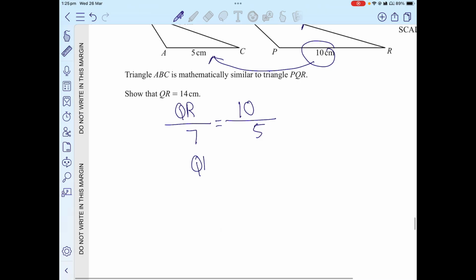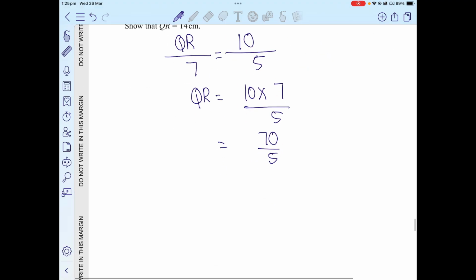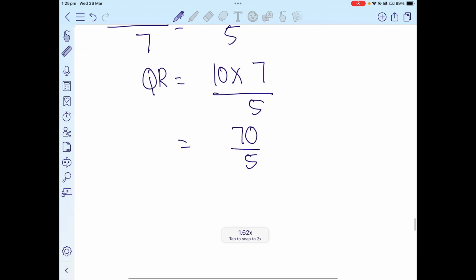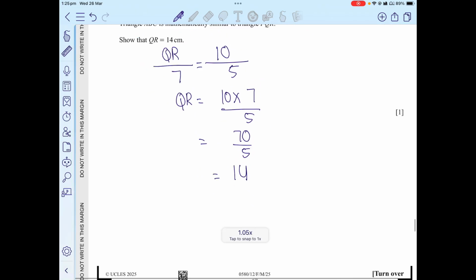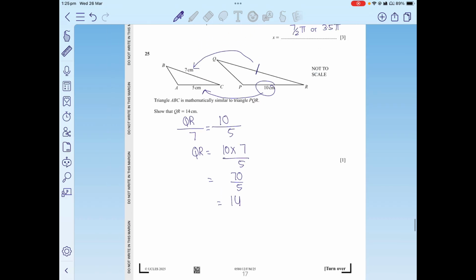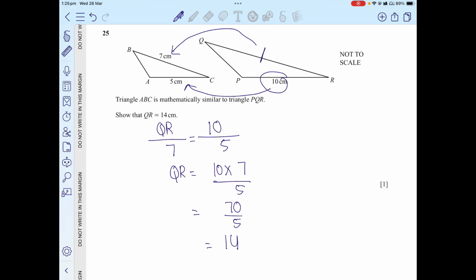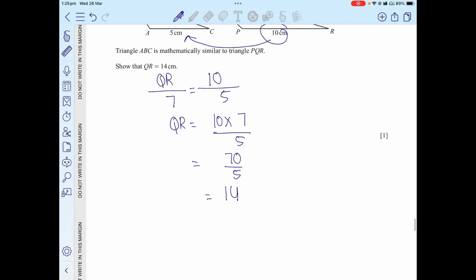So I have to write the corresponding lengths in terms of each other. Then QR will be 10 into 7 divided by 5. What is 10 into 7? That is 70 divided by 5, which is basically 14. I hope this is clear. So basically you have to find the ratio of the corresponding sides. QR over BC is the same as PR over AC, and then you simply multiply 7 into 10 over 7, which is 10 times 7, 70 divided by 5, which is 14.